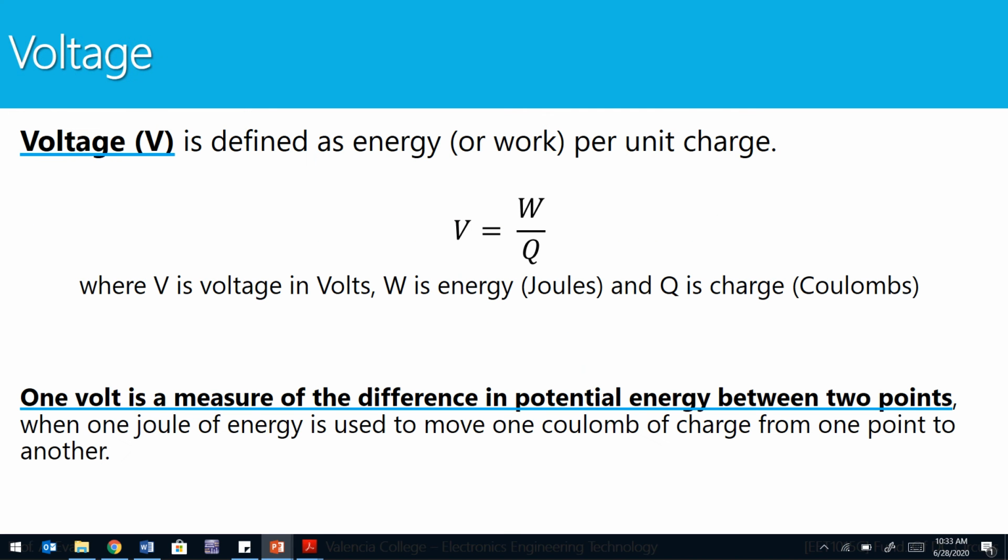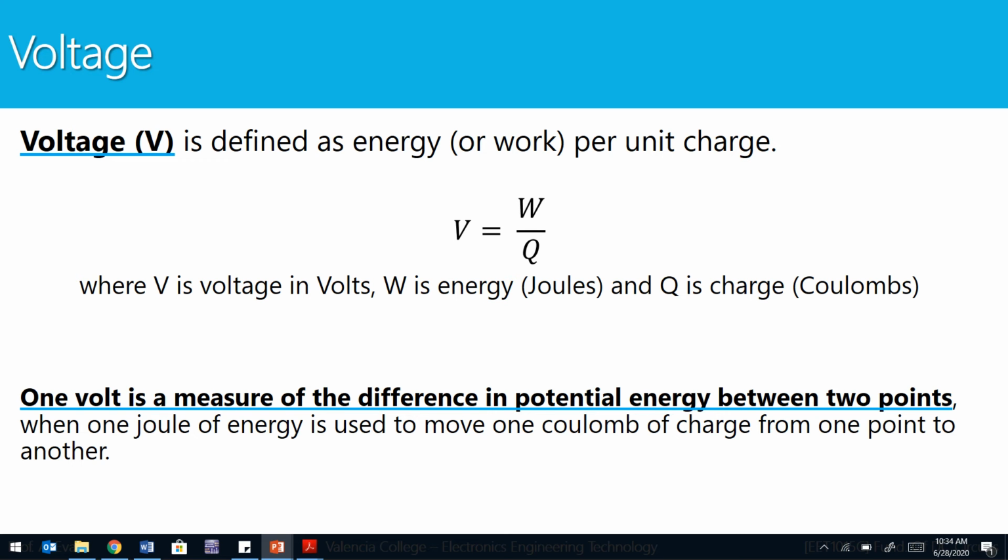The reason why we have to understand electric charge is because the definition of voltage and current is derived from it. So voltage, which is represented with a V, is defined as energy, another word for energy is work, per unit of charge. So when we think about the idea of voltage, it's the amount of energy per unit of charge. And that can be expressed as a simple equation. Voltage is equal to work divided by charge. W is the energy or the work represented in joules, that's the unit for energy, and Q is represented in coulombs, that's the unit for charge.